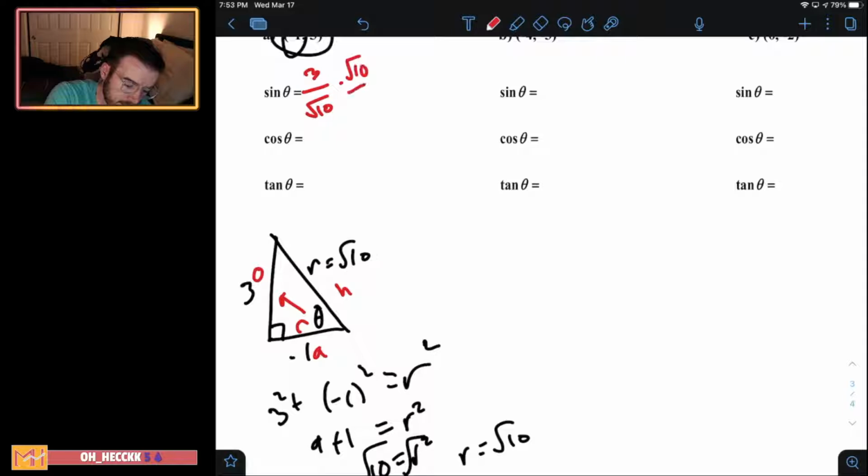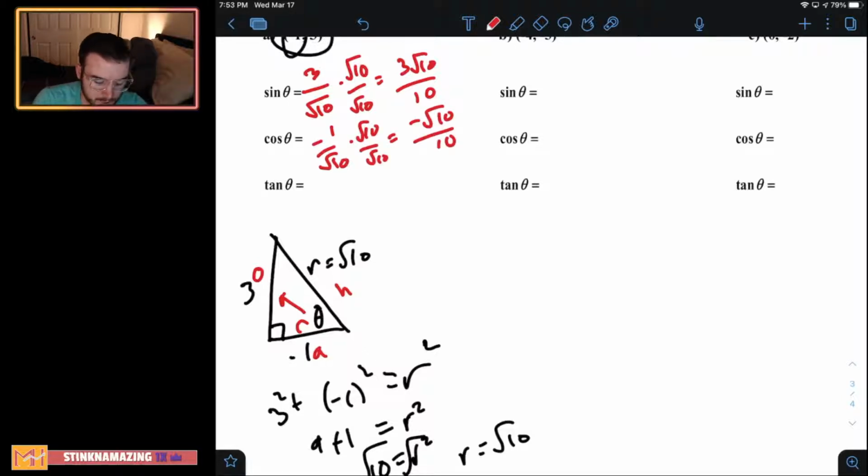Rationalize. And we get 3 root 10 over 10. Cosine is -1 over root 10. Rationalize. And we get -root 10 over 10. Tangent is opposite over adjacent, and we simply get -3. I did that a little quick, but just rewind it 20 seconds and review. SOHCAHTOA to create those fractions.